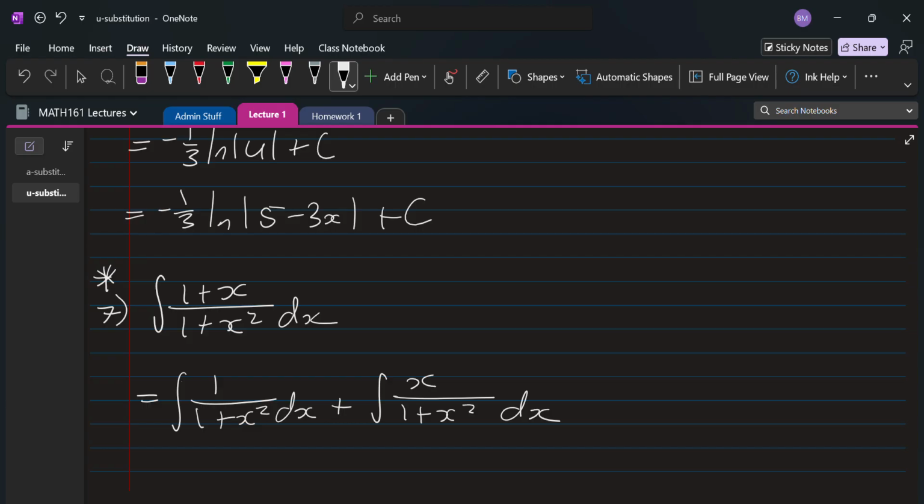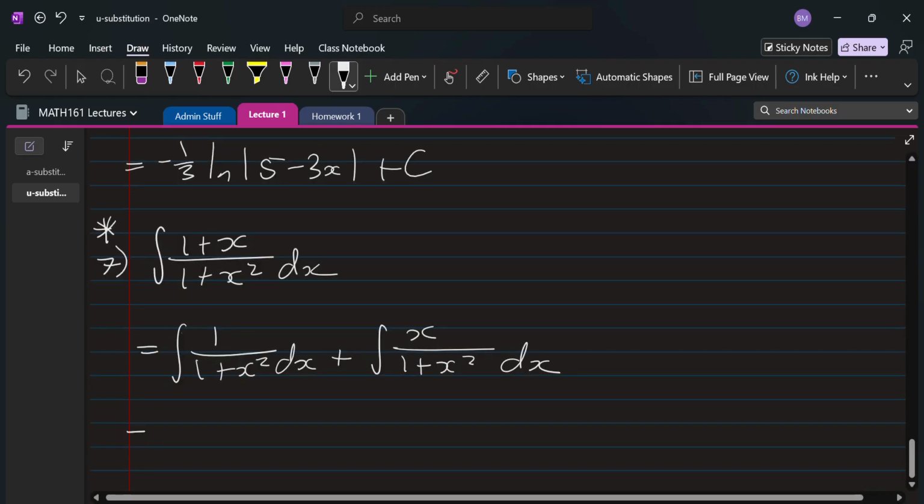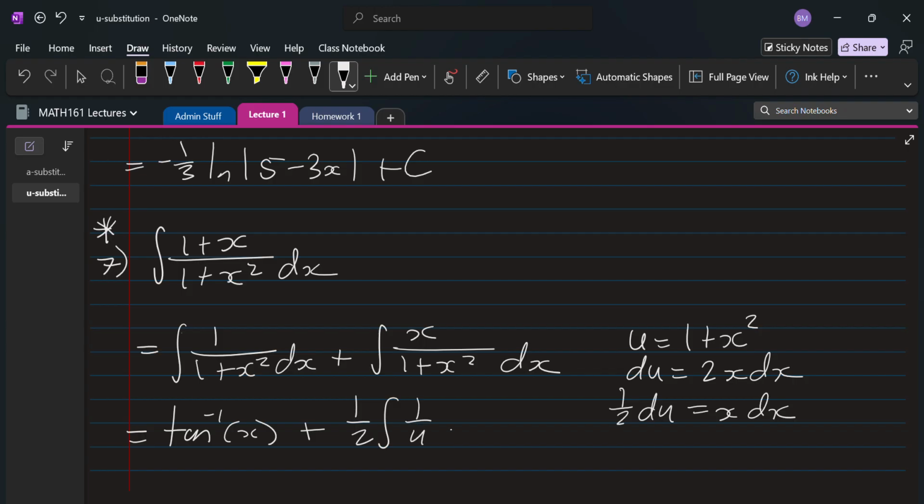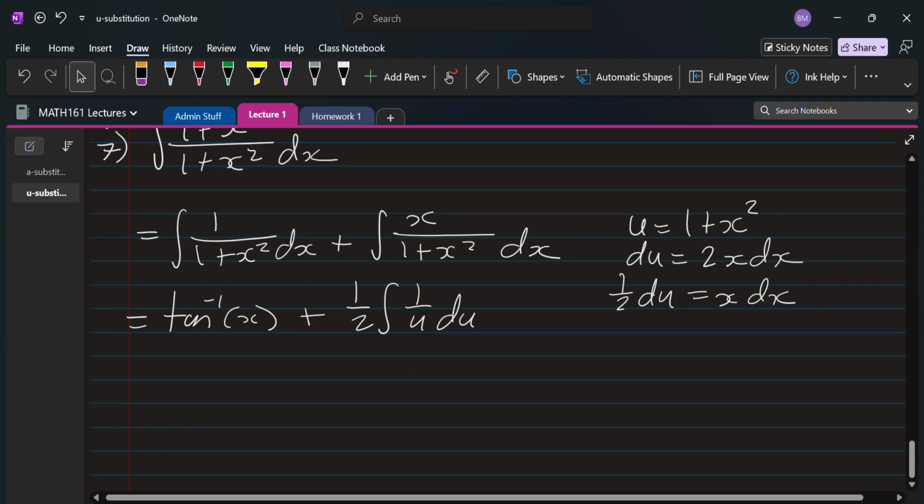The first part, that's just arctan. So quite easy to do. This is going to be tan inverse x, straightforward. But for the second part, let's do the u substitution. So u is going to be 1 plus x squared. So du will be 2x dx. Here we've just got an x, so let's take the 2 over. So 1/2 du is x dx. So this will be 1/2 integral 1 over u du.